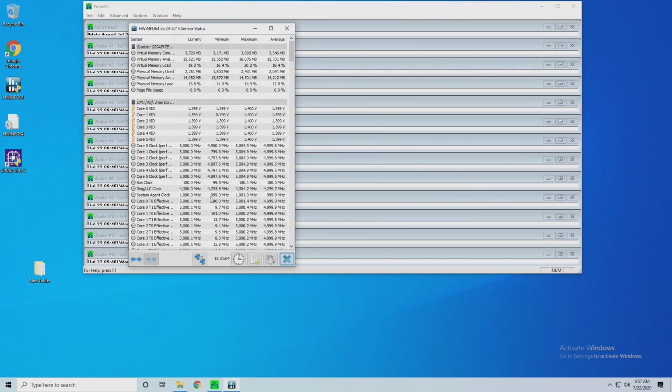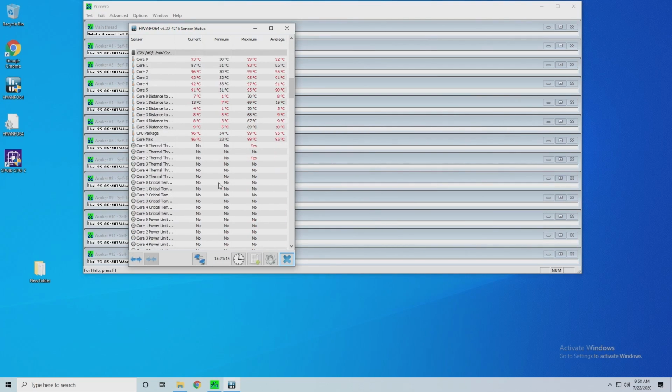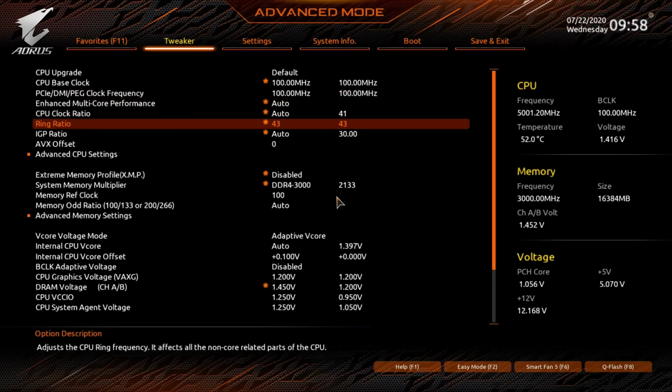So the next thing we're going to do is go into BIOS and increase the ring ratio and see how high we can get that. We're looking for the same stability. We're going to run prime again for at least 12 to 24 hours. Okay, so let's try a ring ratio of 5. Let's see if we can max our CPU overclock. I don't think we will be able to, but we'll try it anyway.